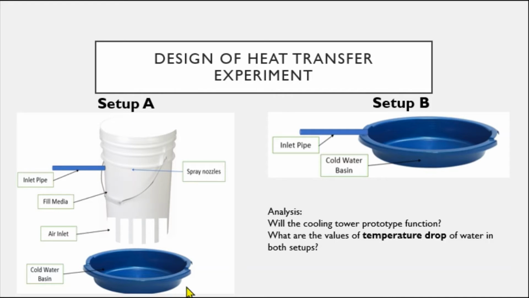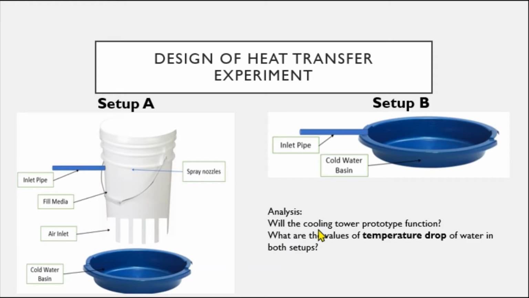The cold water basin is the place to store the water that is already cooled by the cooling tower, and it will be attached to the pail. In setup B, there are only inlet pipe and cold water basin. There is no cooling tower prototype built to increase the natural convection and evaporation effects here.